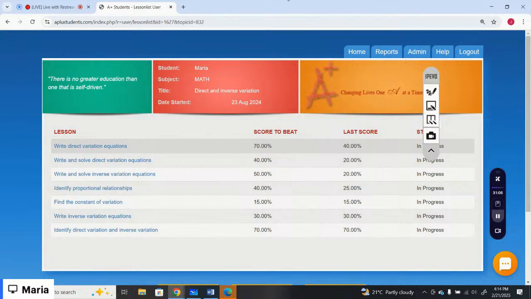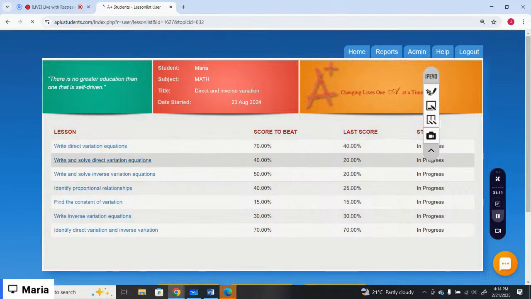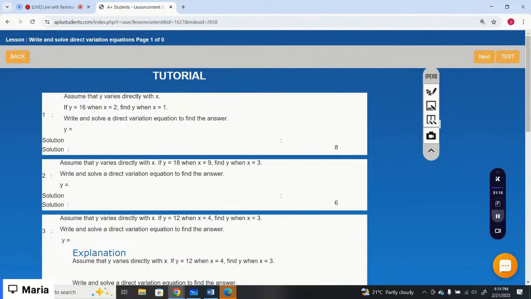The next lesson is write and solve direct variation equations. Assume that y varies directly with x. If y equals 16 when x equals 2, find y when x equals 1. Let's just start with the test questions.